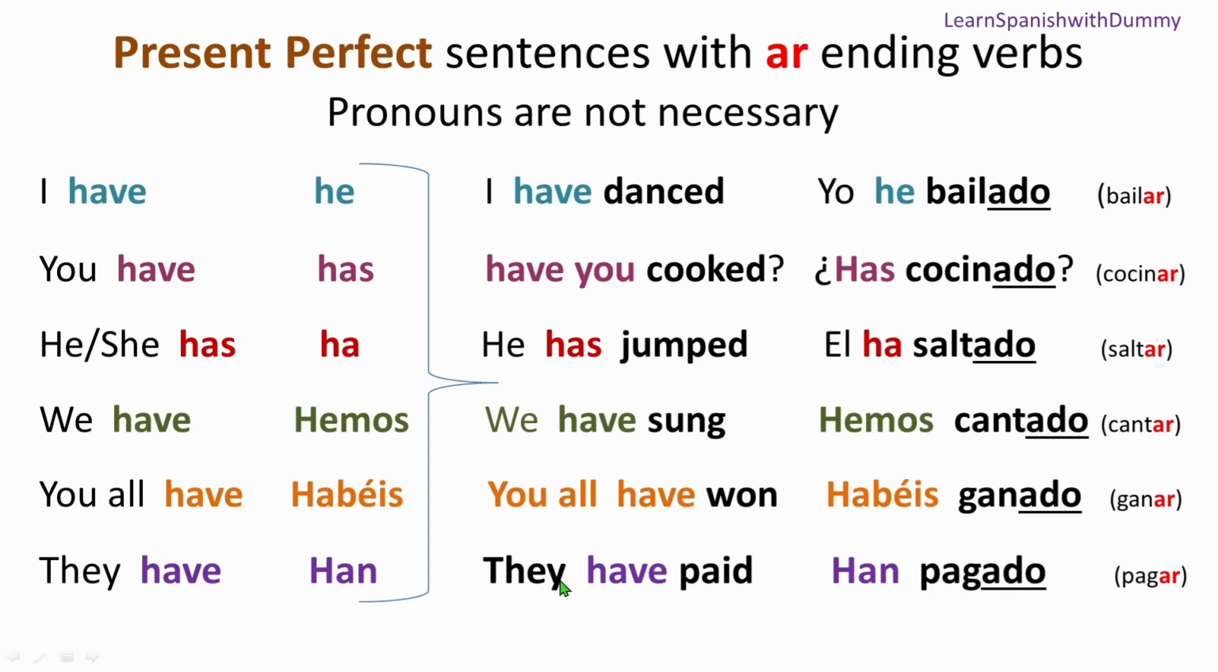Now I want to say they have paid. Okay, they have paid. It's han pagado. Han pagado, and han is they have, pagado is paid. How did it happen? To pay is pagar. Here is the verb pagar, and I want to make it paid. So it's very easy. Replace ar again with ado. Ar with ado, it makes it pagado. So here we've used only ar ending verbs to make present perfect sentences, right? So just remember this conjugation, right?